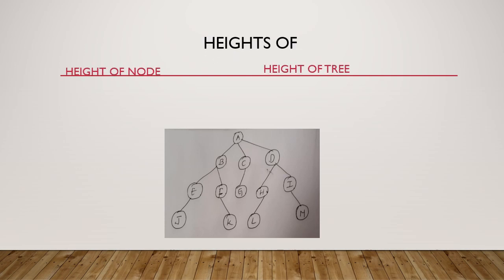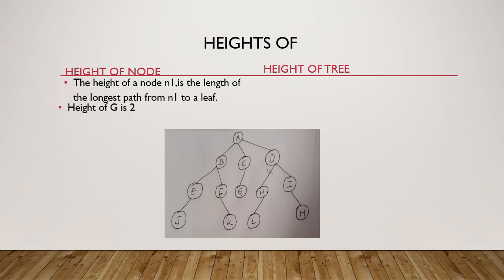Next one is height of a node and height of a tree. What are we going to call the height? The height of a node N1 is the length of the longest path from N1 to a leaf. Longest path from N1 to the leaf. And we are going to talk about height of a tree. Height of G here is 2, where A to C, C to G is 2. Then height of J is 3.